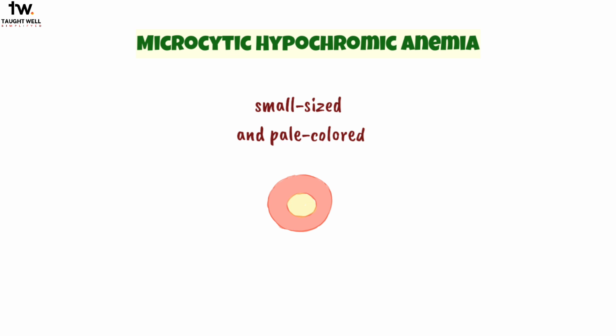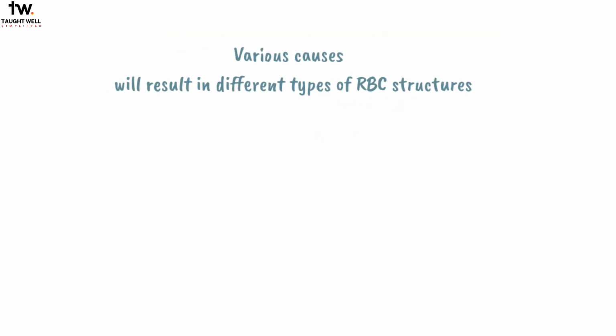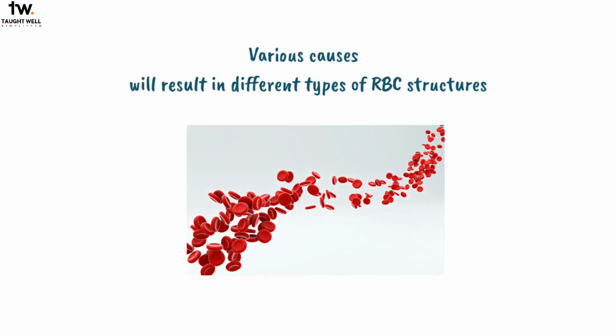Now that we know the different appearances of RBCs, let's find out the classification of anemia based on its causes. Various causes will result in different types of RBC structures. By the end of this video, you will be able to identify the possible types of anemia through histological images. On the basis of etiology, that is, cause or origin, anemia is divided into 5 types. The first one is hemorrhagic anemia, also known as blood loss anemia.